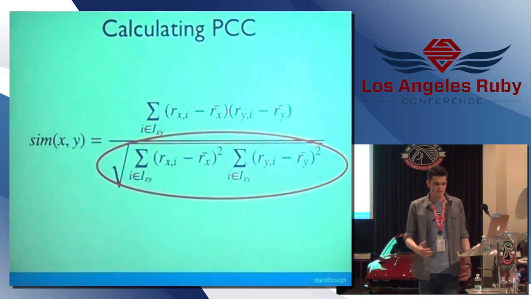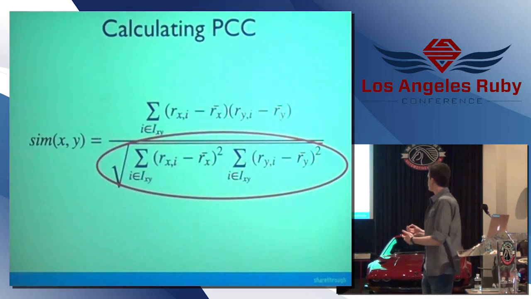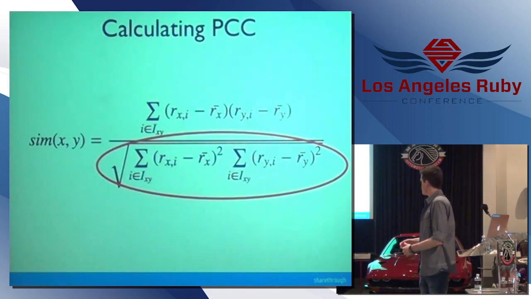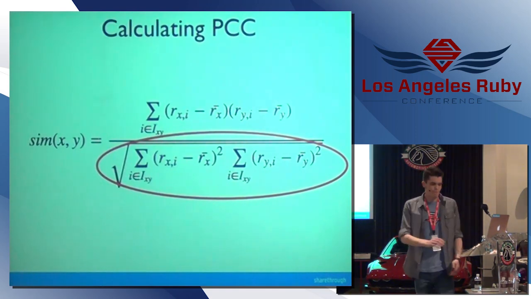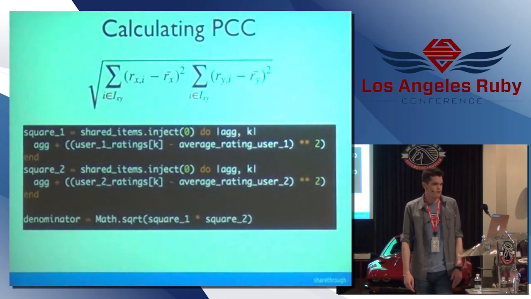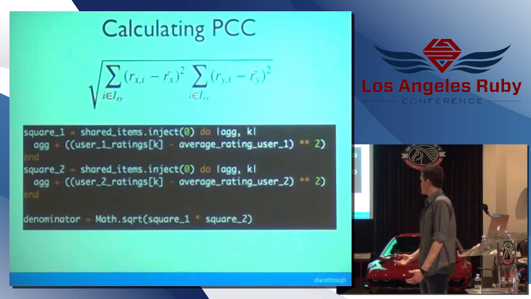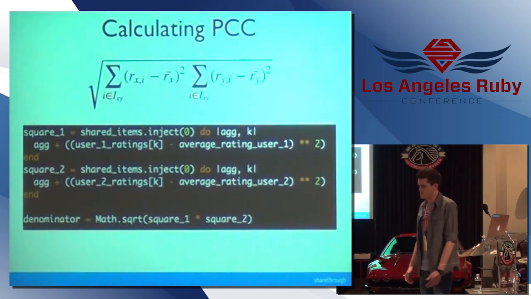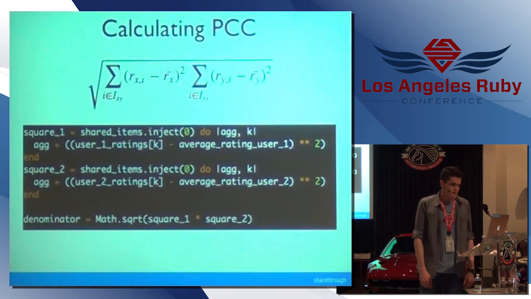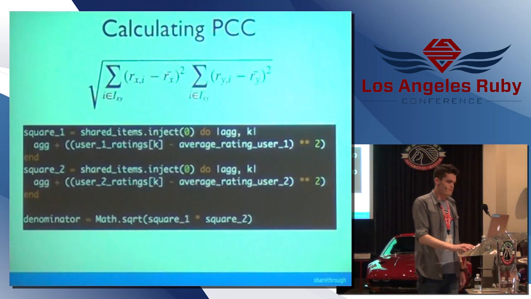So now that we have the numerator tackled, we're going to look at the denominator. Right, the denominator looks actually very similar to the numerator, the only difference being you're actually squaring it. So we'll again look at the Ruby, and it turns out that's also really, really simple. Because we've already calculated that average, all we have to do again is iterate over the shared items, pulling out the ratings, and then squaring them. And then at the end, we do the square root, and that's all there is to it.